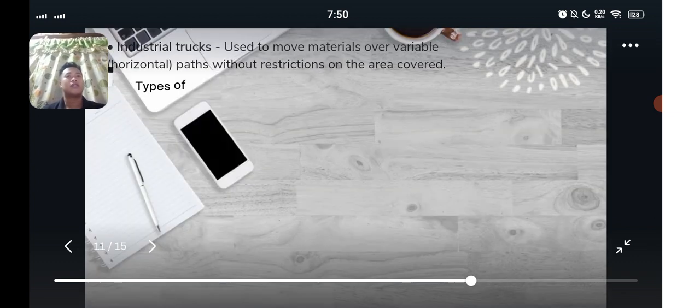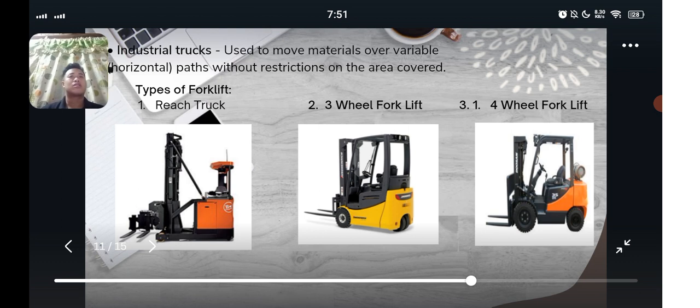Next one is industrial trucks, used to move material over variable or horizontal paths without restriction on the area covered. The majority of industrial vehicles allow for mechanized load collection and delivery, eliminating the need for physical lifting and transportation. So, para mapadali siya, hindi na kailangan ng manpower. Reach trucks are typically industrial vehicles with electric motors that are used to load and unload tall racks and pallets. So that's for reach trucks.